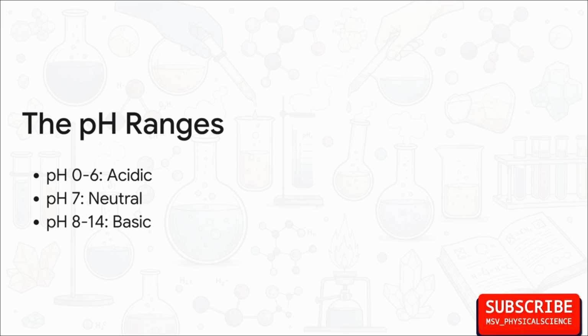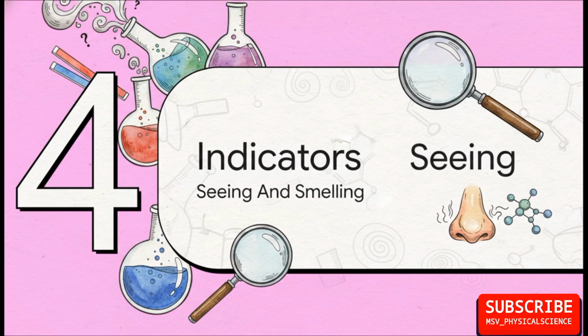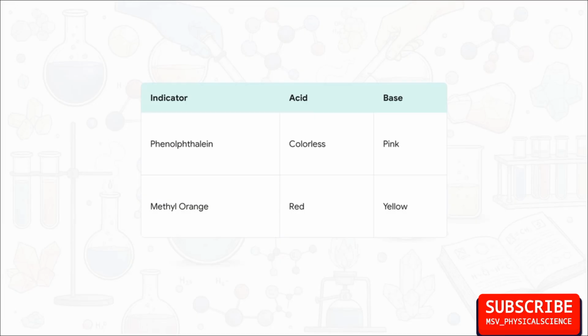And then strong bases, like that heavy-duty bleach sitting in your laundry room, push all the way up toward 14. The further you get from 7 in either direction, the more intense the chemical becomes. On to Section 4, indicators, seeing and smelling. Visual indicators are critical for your lab notes.